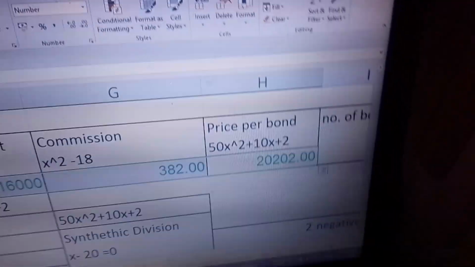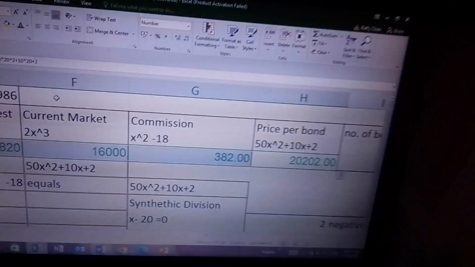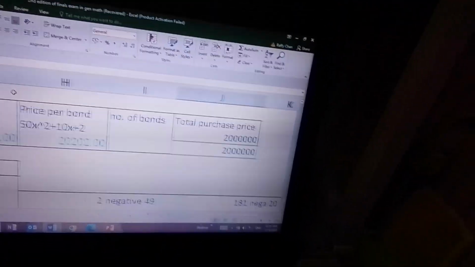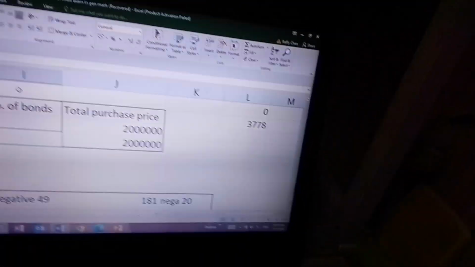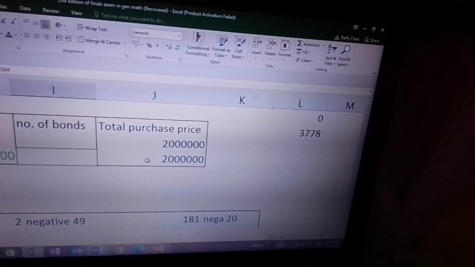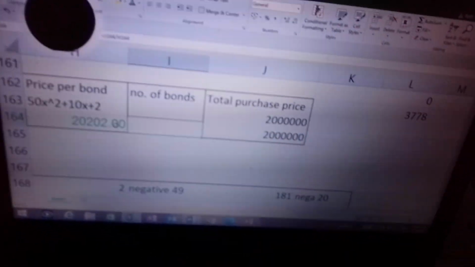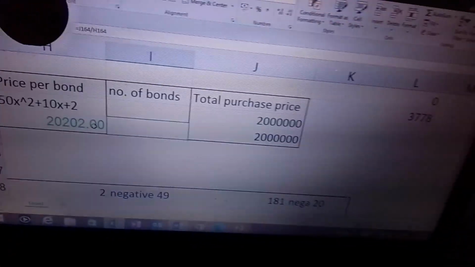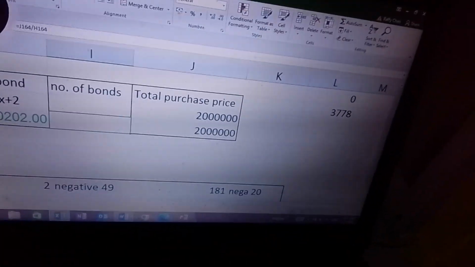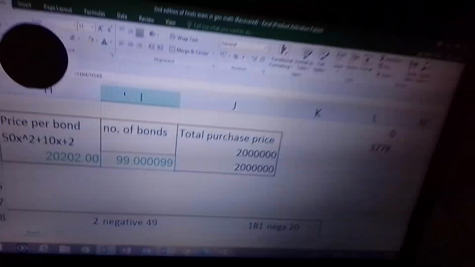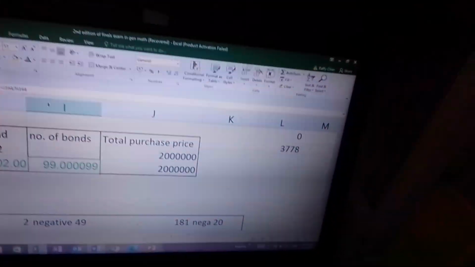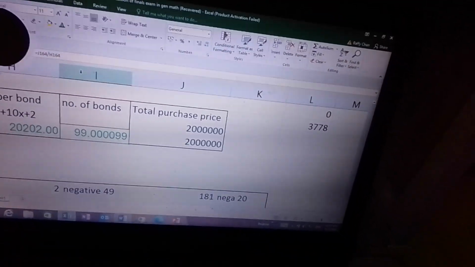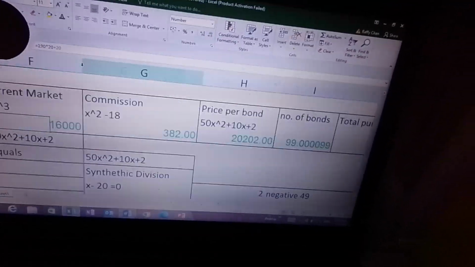Now, we can now solve for the number of bonds. To solve for the number of bonds, it's just easy. Just divide 20,000 pesos by the price per bond. You know you have to multiply these two together to get the total purchase price. Pero ang ginawa namin ay divide. And we're supposed to get 99 bonds. Wow! 99.000999. Pero that's still 99 in general.